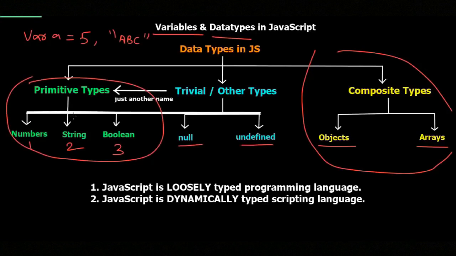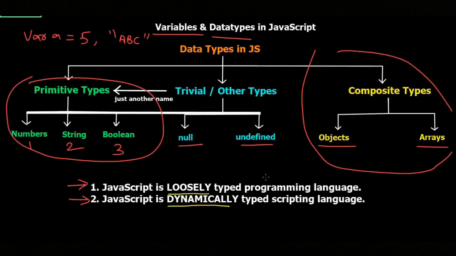So before moving to the visual code text editor, that is the practical side, these are 2 very important points that you need to understand for JavaScript, specifically for JavaScript. So let me just read it out and I'll explain to you. So JavaScript is loosely typed programming language. And the second point says JavaScript is dynamically typed scripting language or programming language.